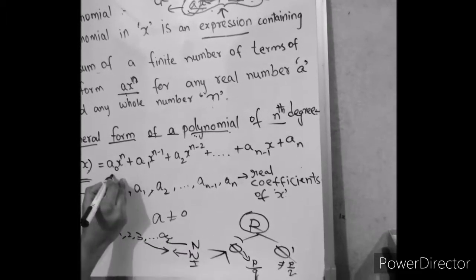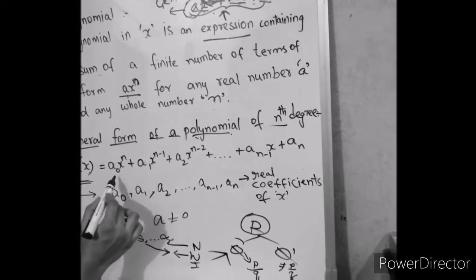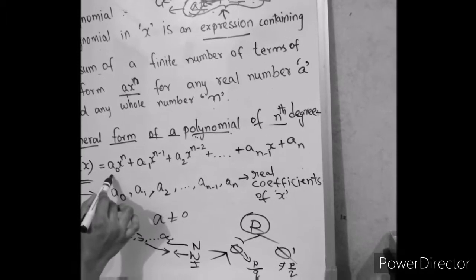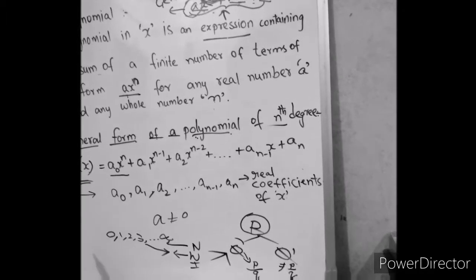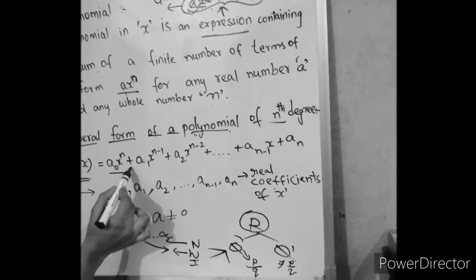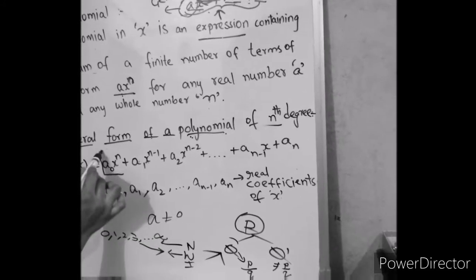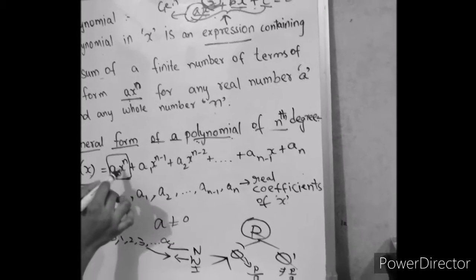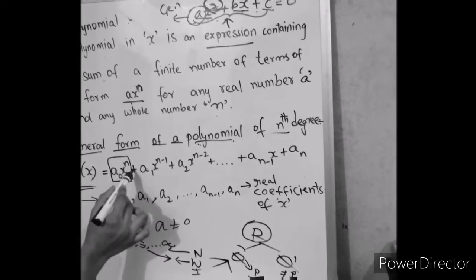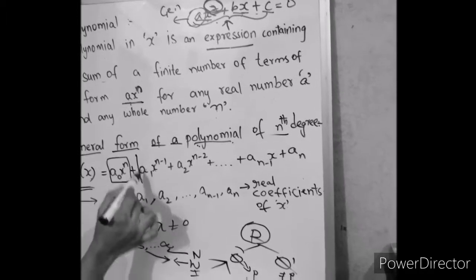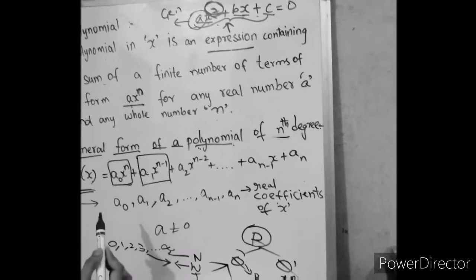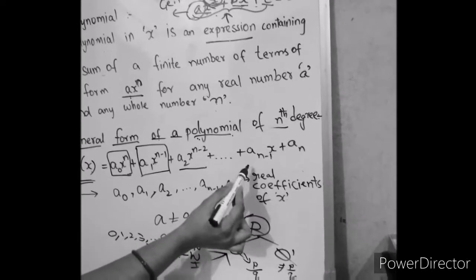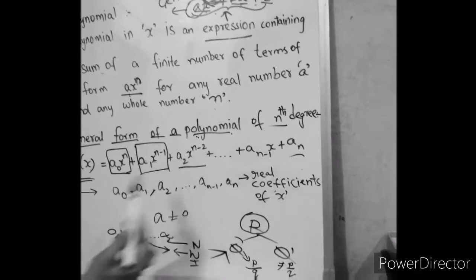Now, in detail, I want to explain this equation. It is equal to a naught x power n. Next we have a plus symbol. That means this particular part with this particular value we will call a term. Again, after the plus you have another value, which we will call the second term, and this is the third term, and so on, up to an.